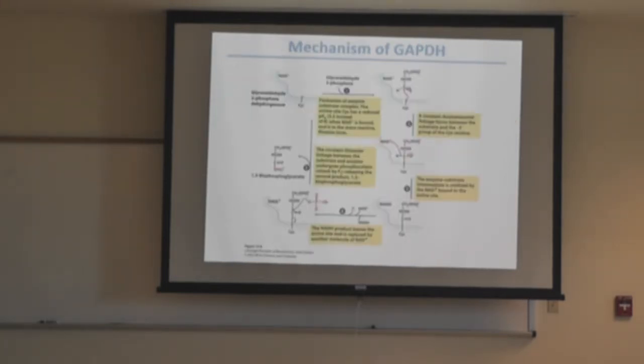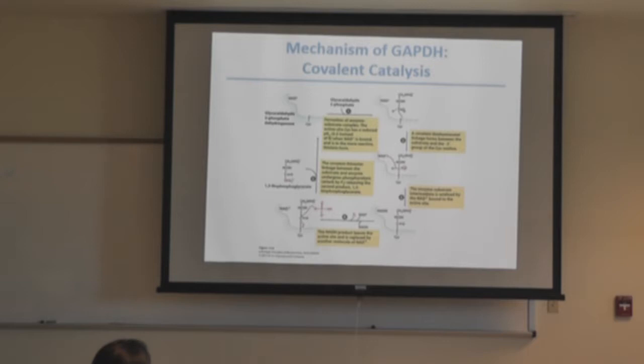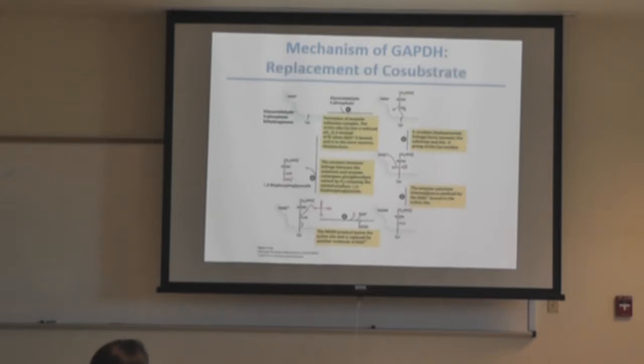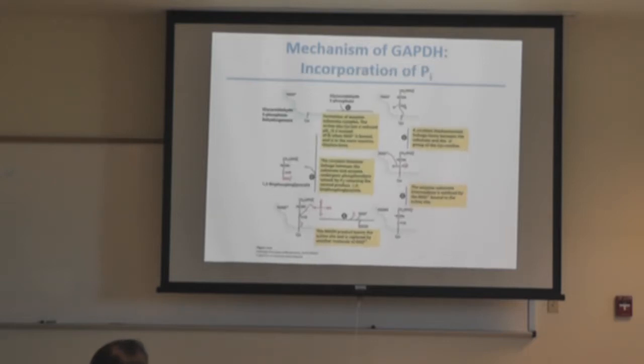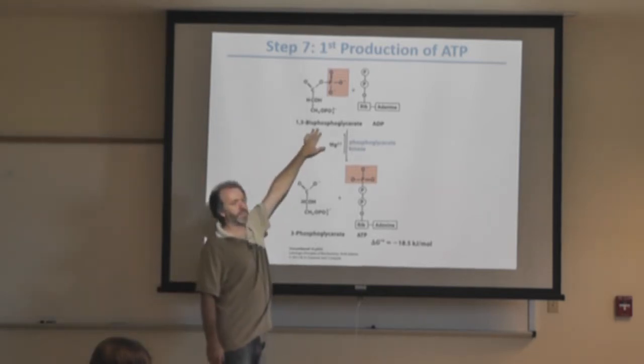And here's the mechanism all spelled out again in individual forms. So I think you have these in your book, right? Mechanism of GAP-DH substrate binding and so forth. So the whole thing, they go over and over again with the same slide. Okay? So now we have the first production of ATP. So you have this high energy phosphate, 1,3-bisphosphoglycerate.